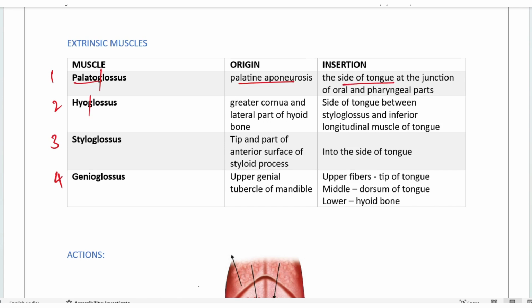Same way, hyoglossus originates from the hyoid bone and inserts into the side of the tongue. Styloglossus, styloid process and side of the tongue. Genioglossus from the genial tubercles into the side of the tongue, but here we have 3 fibers: upper, middle and the lower fibers. Upper will be tip, middle will be dorsum of the tongue and lower will be the hyoid bone.